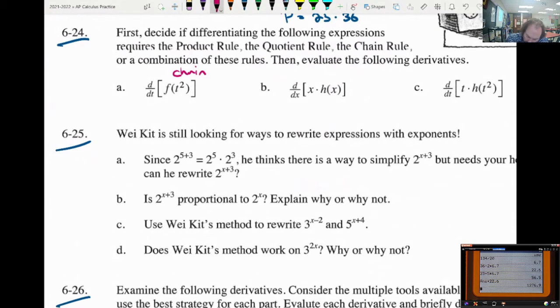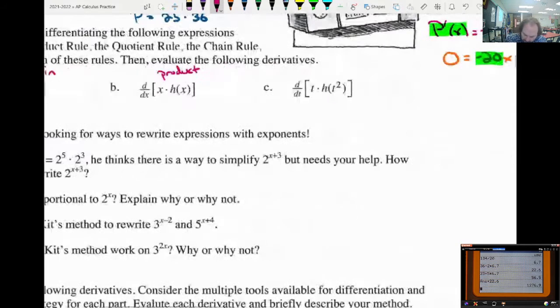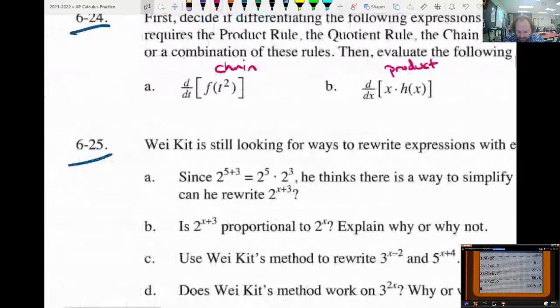B is going to require the product rule because x and h of x are both functions of x. And C is going to put them together. We're going to need the product and the chain rule. We've seen these on a few tests and quizzes at this stage too, so we'll get used to them here. These are not difficult to put together.